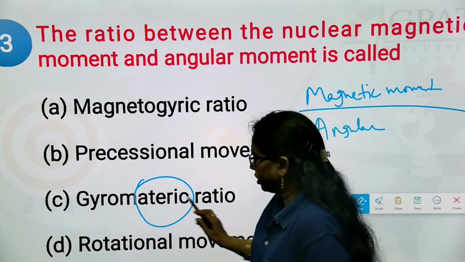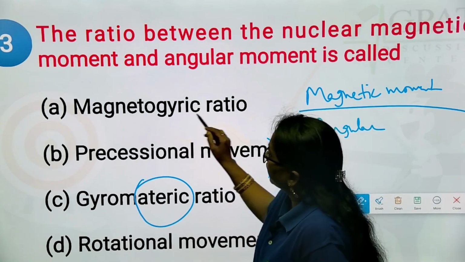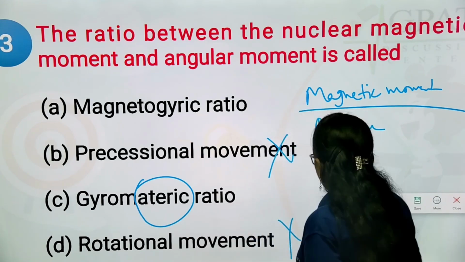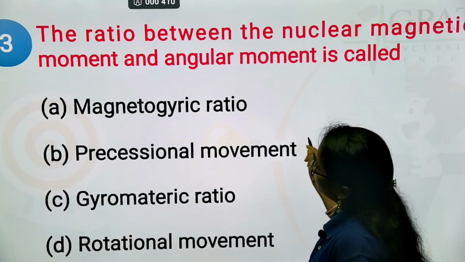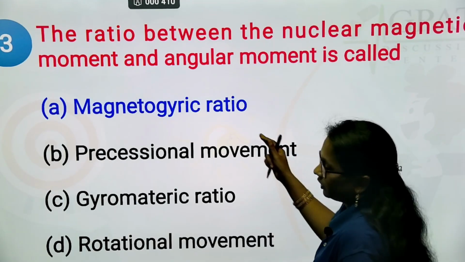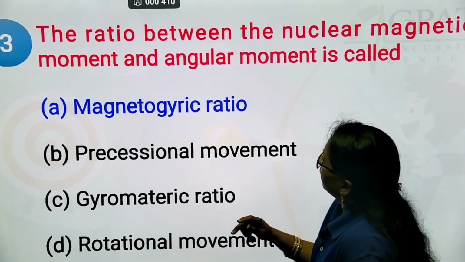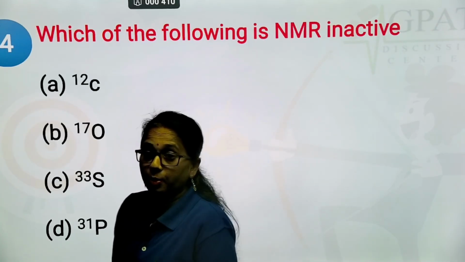Okay, this is not related to the NMR. Only magnetogyric ratio. This is also called the gyromagnetic ratio. So option A is going to be the right answer here. Okay. Next, which of the following is NMR inactive?